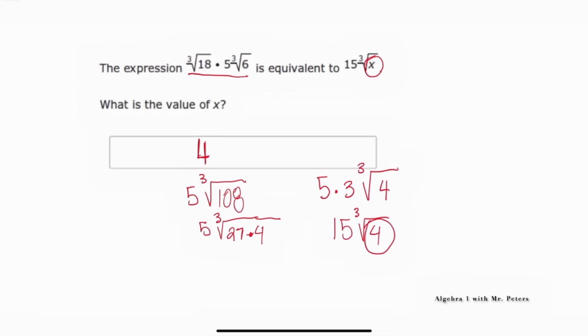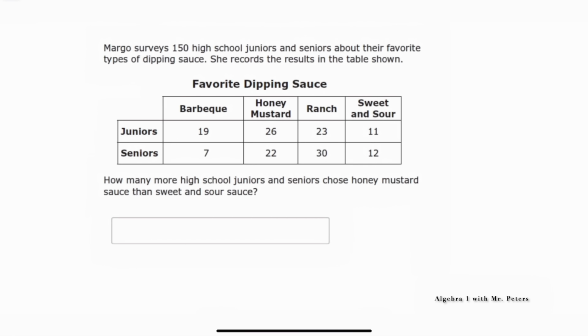So in this type of problem, just please make sure you guys know how to break down radicals, whether it's to the second root or cube root. So they give us a diagram and they want us to determine how many more high school juniors and seniors chose honey mustard sauce over sweet and sour sauce.